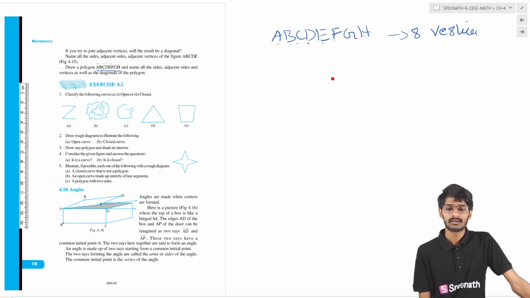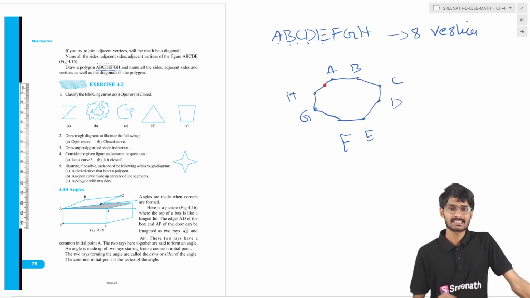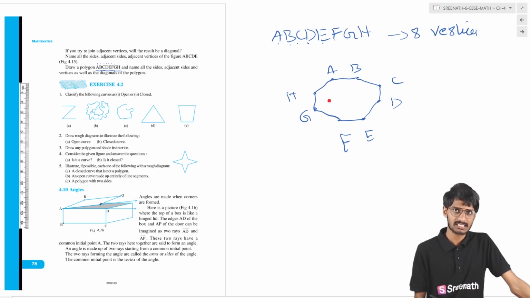Then how will you draw it? We have written 8 vertices: A, B, C, D, E, F, G, H. So how can we draw a polygon? A polygon is a simple closed curve made of line segments. So its sides are line segments. We have to draw a straight line, and another straight line, again and again. After connecting all with line segments, we get a closed curve, and it is simple also. Why?